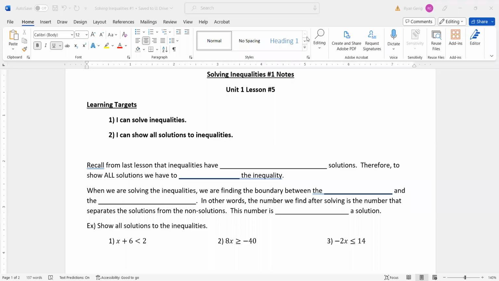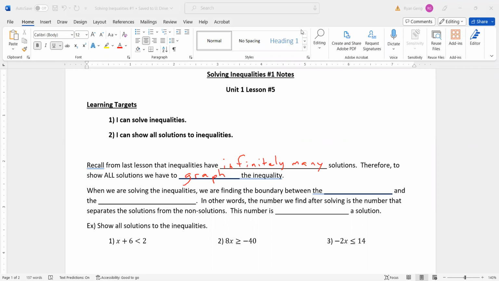Okay, so here we go with lesson 5. We're going to start to solve inequalities and understand what that means to do that. So recall from last lesson that inequalities have infinitely many solutions. Therefore, to show all the solutions, we have to graph the inequality.